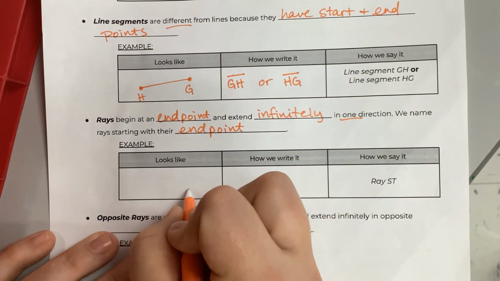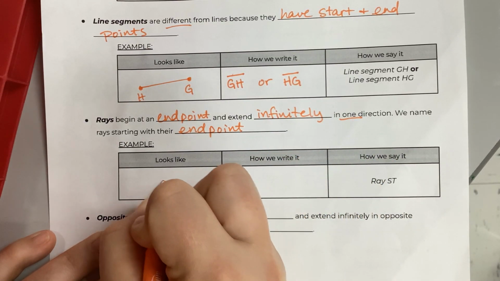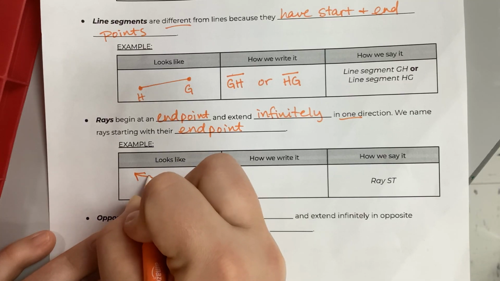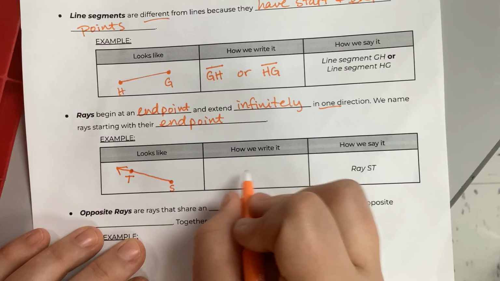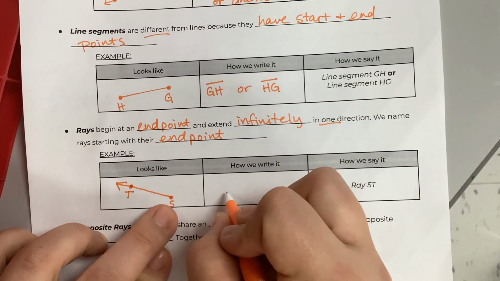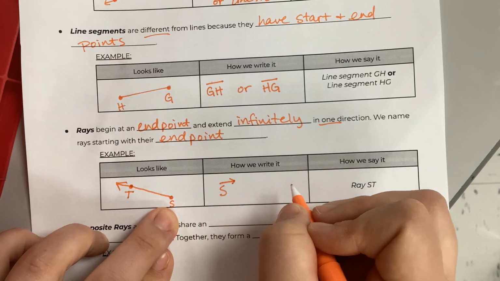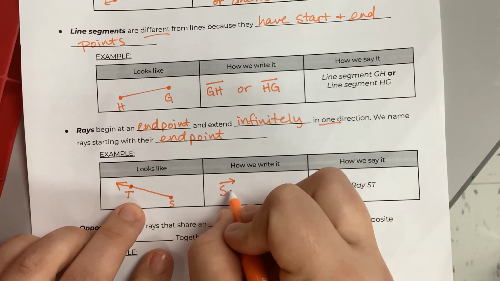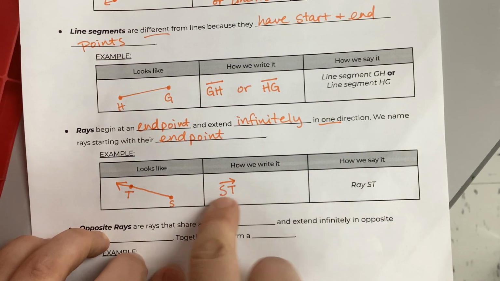So that could look like, let's say S is the endpoint. It's a ray going infinitely in the direction of T. How we would write this, there's only one way to write this because we start it with the endpoint. The endpoint is S. Our ray symbol goes that direction, and it's going in the direction of T. So we'd call that ray ST.